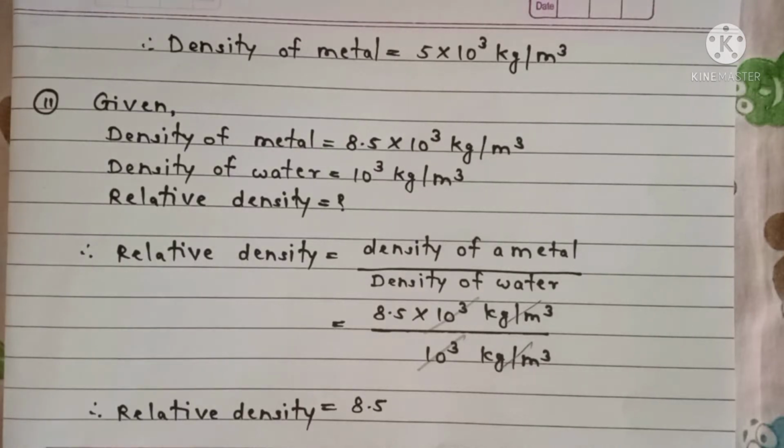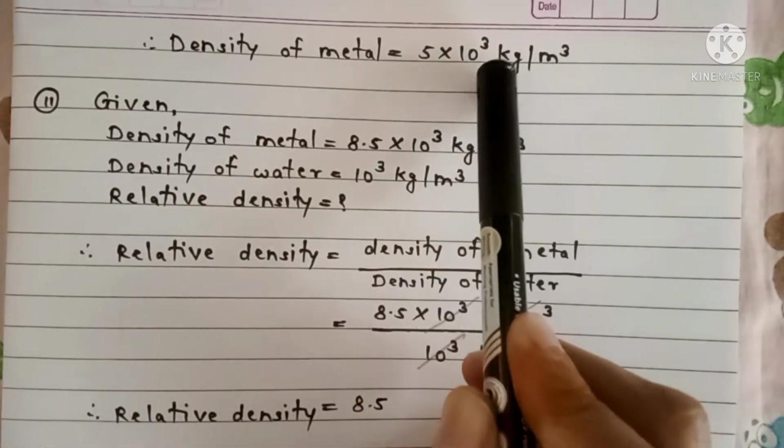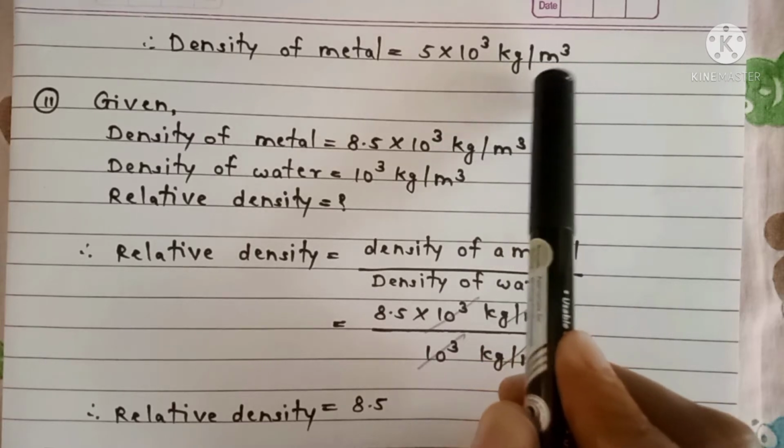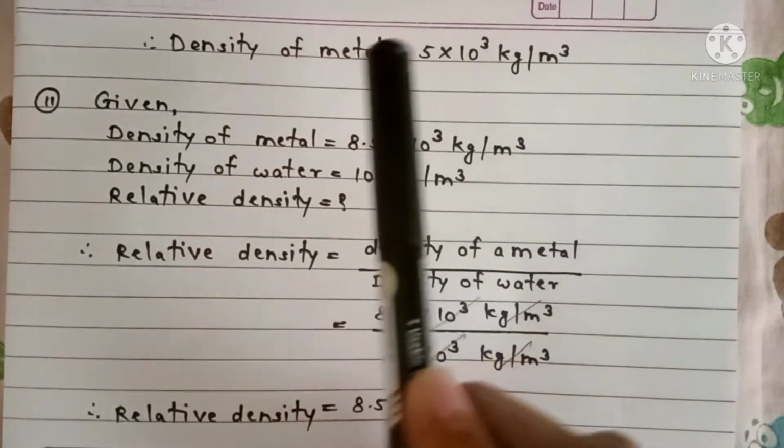When this 10 raised to 3 multiplies to the left hand side, which is 5, we will get directly density of metal is equal to 5 into 10 raised to 3 kilogram per meter cube. That value we can write in the table also.